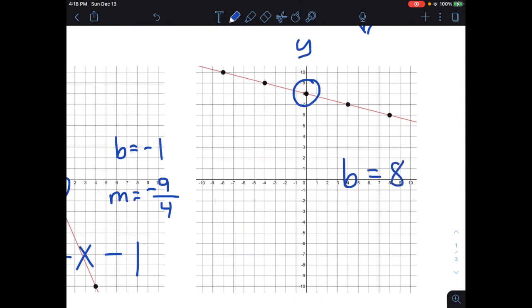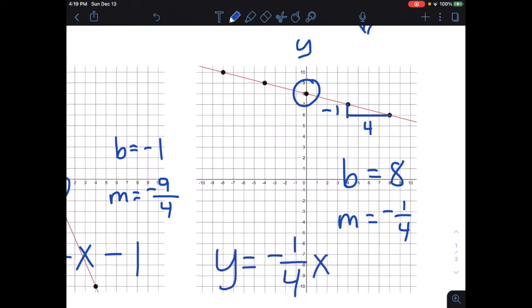Slope, again, this line's going down, so I can really go anywhere. I'm just going to go over here and show how you can do it where you don't have to start furthest to the left. So I'm going to start on this one, go down. Whoa, I went way too far down. Let's do that again. I'm going to go down and then to the right. So I went down 1, to the right 4. So my slope is -1 over 4. So my equation, y equals -1/4 x plus 8.